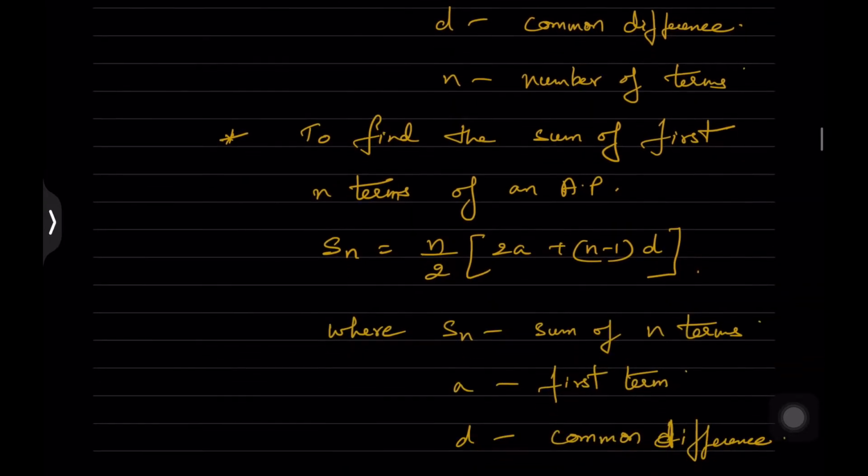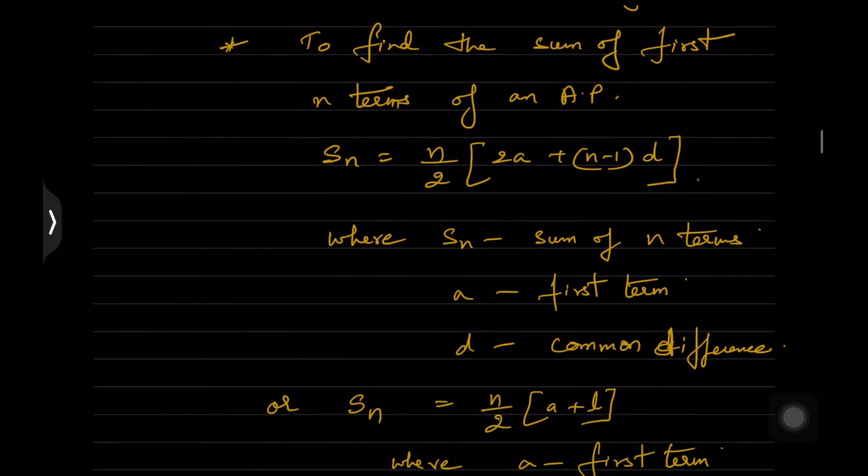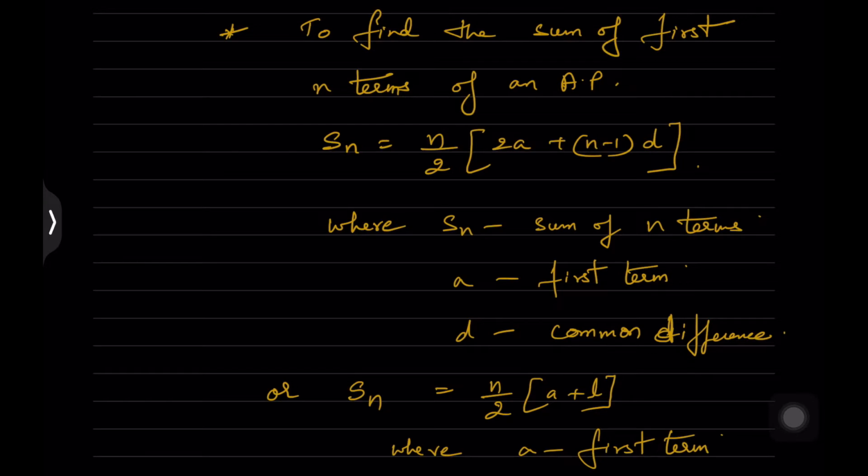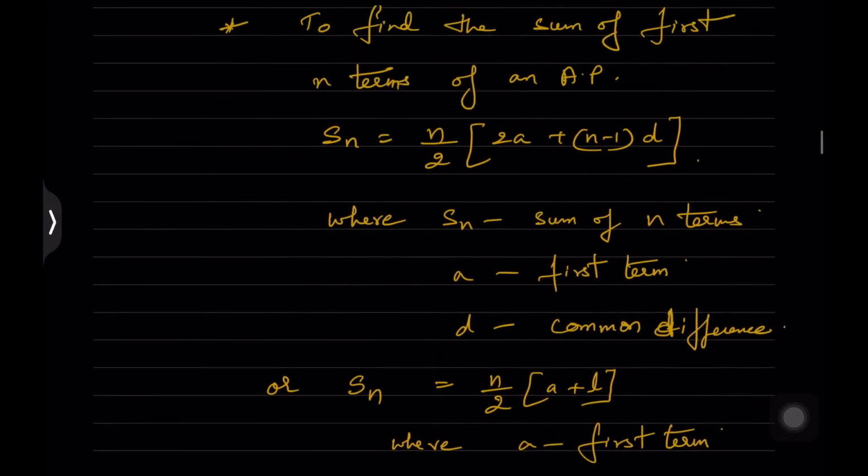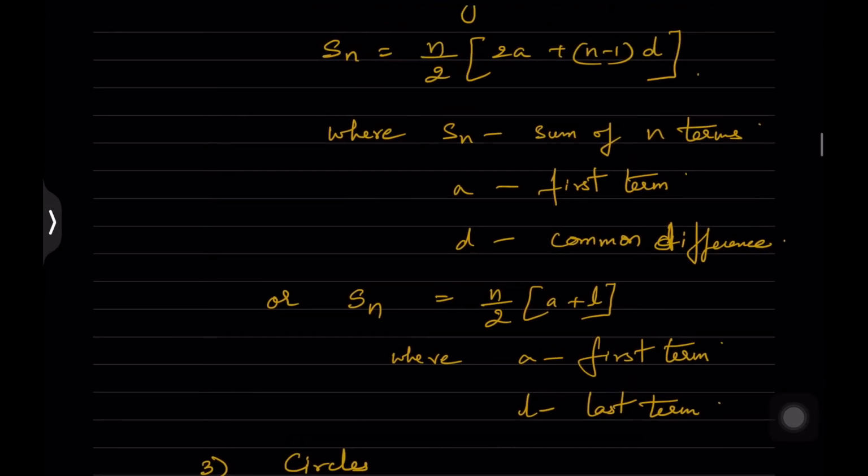Now to find the sum of the first n terms of an AP, we use the formula Sn is equal to n by 2 into (2a plus (n minus 1) into d), where Sn is the sum of n terms, a is the first term, and d is the common difference. There is one more formula: if you have the first and the last term, you can directly use Sn is equal to n by 2 into (a plus l), where a is the first term and l is the last term. So you can use either of these two. If l is given, you can use this one. If l is not given, you have to find it, or use the first formula for Sn.